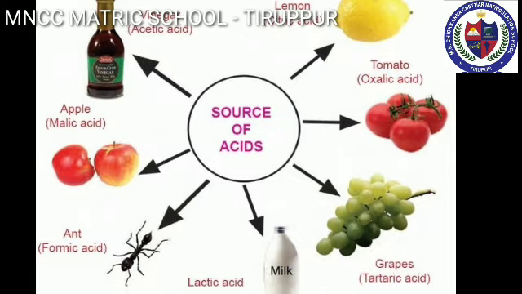Organic acid: acids present in plants and animals are organic acids. For example, formic acid and acetic acid. Another type is inorganic acid: acids prepared from rocks and minerals are inorganic acids or mineral acids. For example, hydrochloric acid, nitric acid and sulfuric acid.